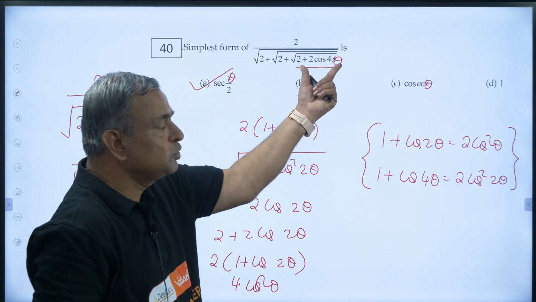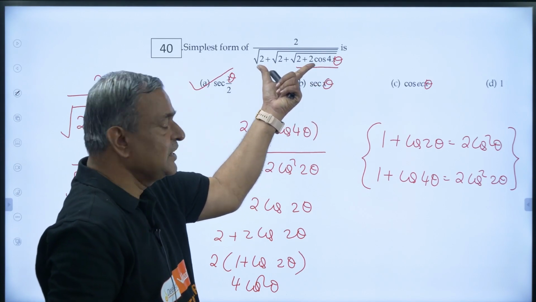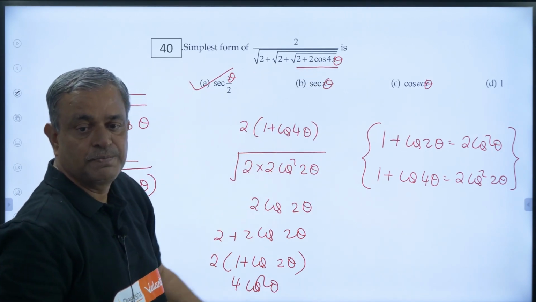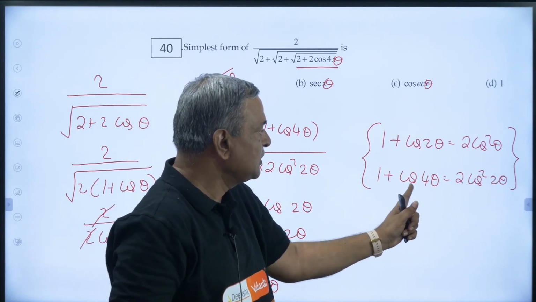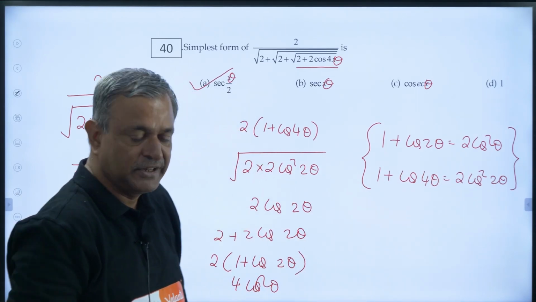This will give you cos square 2 theta. This will give you cos theta. This will give you cos theta by 2. Basic formula is 1 plus cos theta is 2 cos square theta. 1 plus cos 4 theta is 2 cos square 2 theta.